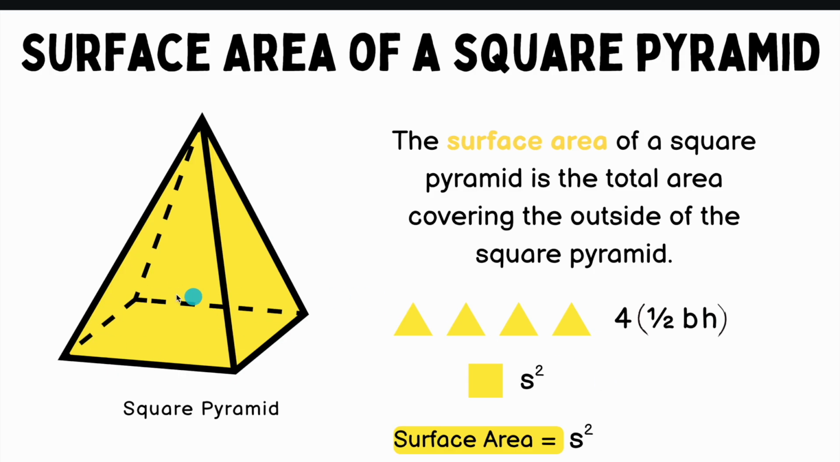To find the area of the square base, we need s squared because this side is the same length as this side, so we can just multiply the same number by itself, plus 4 times, because we have 4 triangular faces, and we know we find the area of each triangle by taking half times the base times the height.